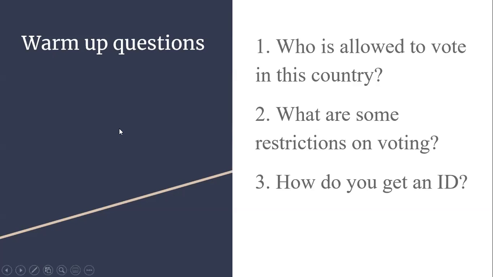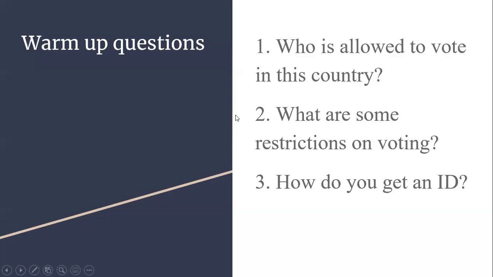All right, now, who in this country is allowed to vote? Or who was allowed to vote in this country, as it really says? American citizens that are 18 and up. Yes. Now, what are some restrictions on voting? Who is not allowed to vote? Immigrants. People under 18? People what? Under 18? People under 18, yes.